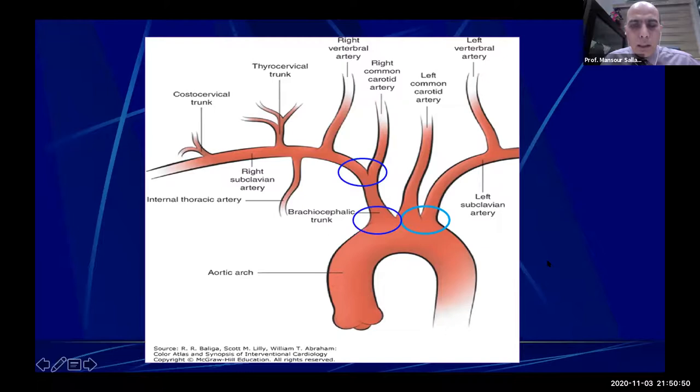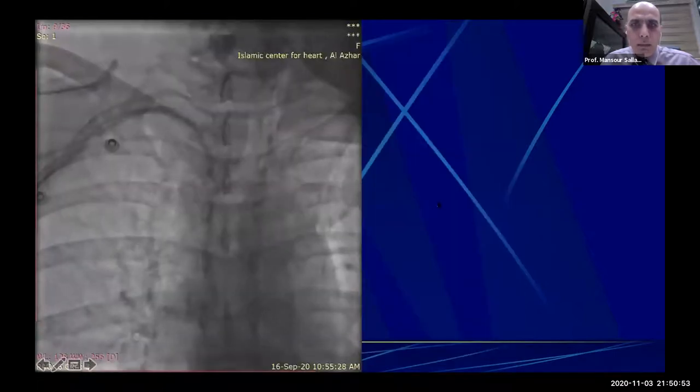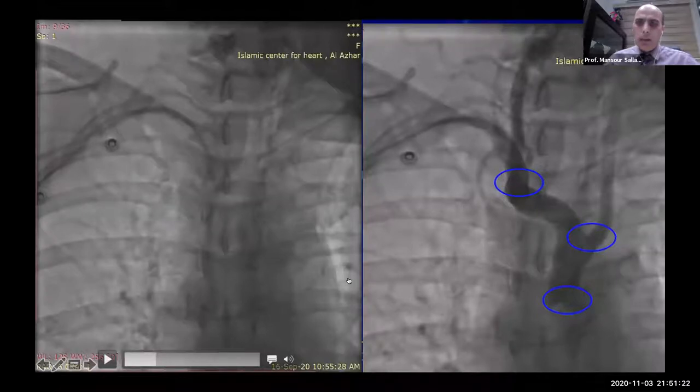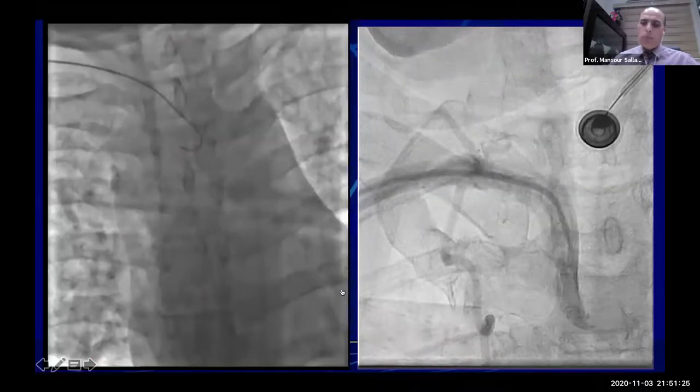I reported a unique case, my own case that I reported here, with three resistance points rather than two. This situation is called the bovine arch, in which there is a common trunk that gives rise to the left common carotid artery and the innominate artery. So we have three points of resistance: one at the bifurcation of the innominate, one at the bifurcation of the common trunk with the left common carotid, and one at this common trunk with the arch. All these resistance points make the left easier.